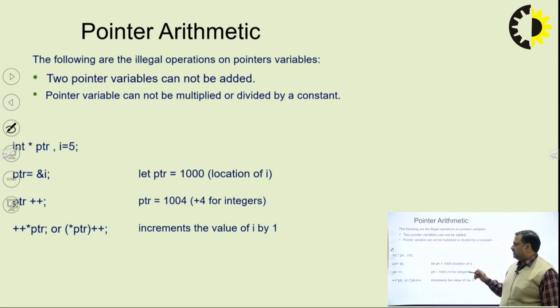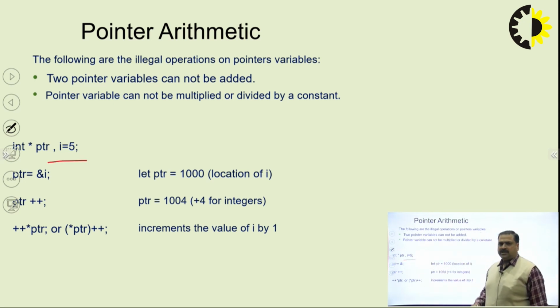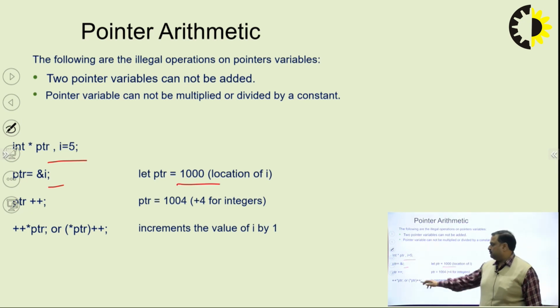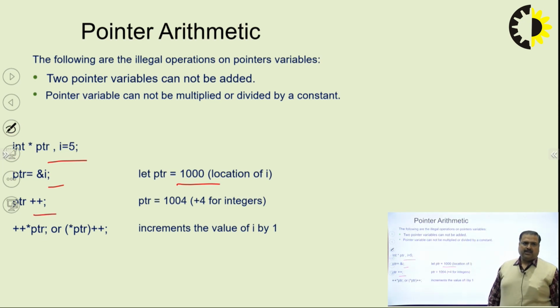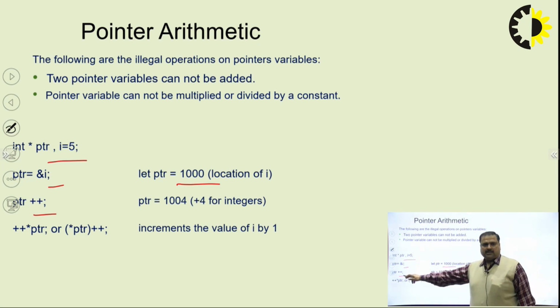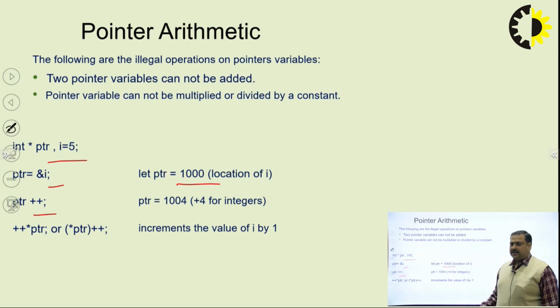So, here is an example: integer I equal to 5, and integer pointer ptr. We have assigned the address of I to ptr, for example address 1000 is given, and we performed increment ptr plus plus. As I told you previously, the number to be added is multiplied by the size requirement. So, the number is 1, plus plus means increment by 1, and the size requirement is 4. So, the next address will be 1004, ptr is having 1004.